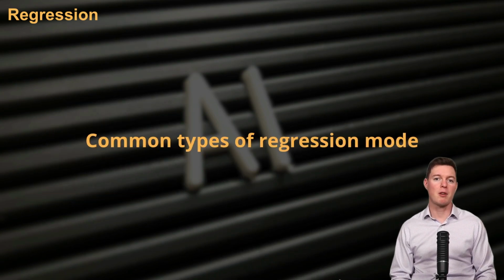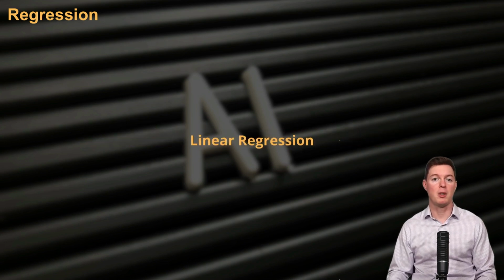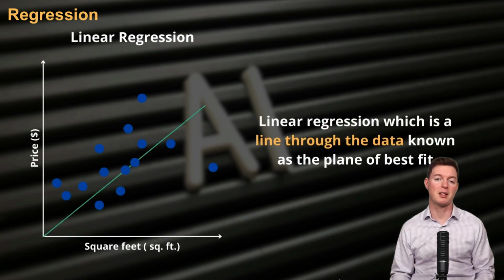So common types of regression model are linear regression, which is a line through the data known as the plane of best fit. These charts show the basic idea, but remember we are dealing with more than two variables. Linear regression can handle multiple variables.